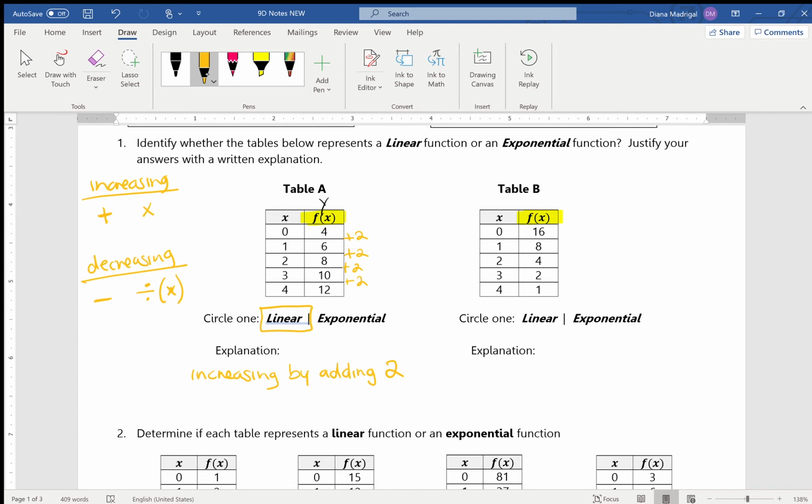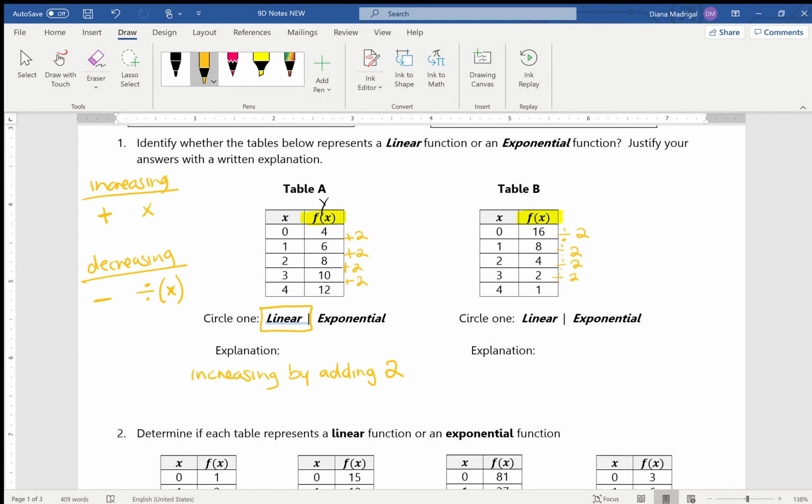Let's see. 16 minus 8 gives me 8. That's good. But if I'm subtracting by 8, it has to be true through the whole table. So 8 minus 8 does not give me 4. It actually gives me 0. So I'm not going to be subtracting. Let's try division. 16 divided by what gives me 8? Well, I know that 16 divided by 2 gives me 8. 8 divided by 2 gives me 4. 4 divided by 2 gives me 2. And 2 divided by 2 gives me 1.